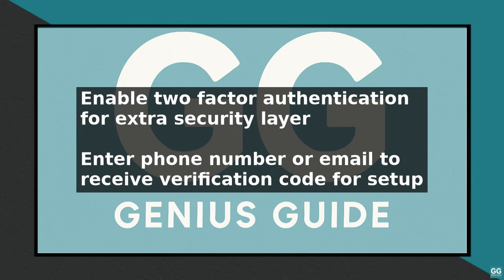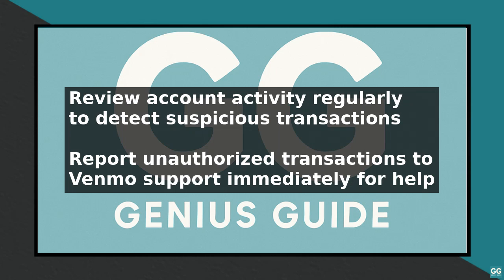Next, review your account activity regularly to detect any suspicious transactions. You can do this by navigating to the Transactions tab, where you can view a list of all recent transactions, including the date, amount, and recipient. If you notice any unauthorized transactions, report them to Venmo immediately. You can do this by contacting Venmo support through the app or by visiting their website.